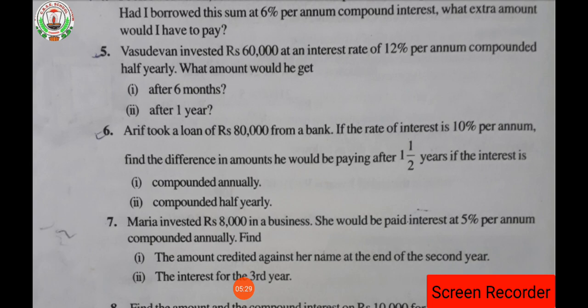Next is question 7. Maria invests rupees 8,000 in a business. She would be paid interest at 5% per annum compounded annually. Find the amount credited against her name at the end of the second year, and the second condition, the interest for the third year. That means we have to find the amount for the second year and the interest, meaning simple interest, SI, for the third year.